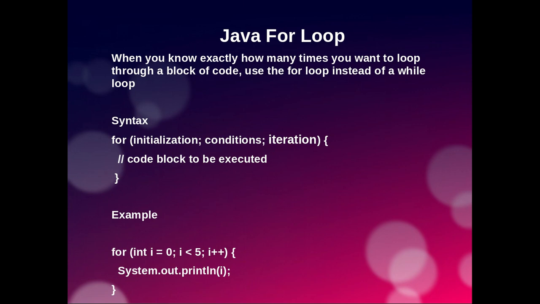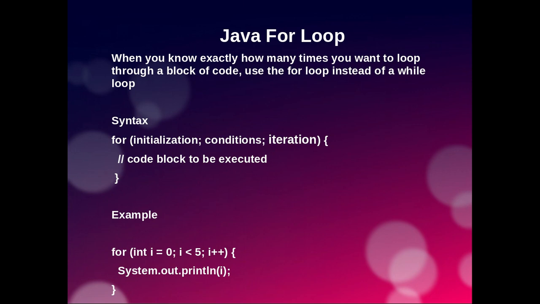The initialization portion specifies the control variable for the loop, in which we create the control variable and initialize it. The conditional statement specifies the condition used to check how many times we want to repeat the loop. And the third statement specifies the iteration. Iteration means controlling the control variable, incrementing or decrementing the control variable.